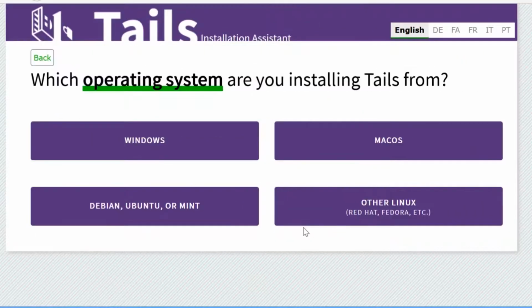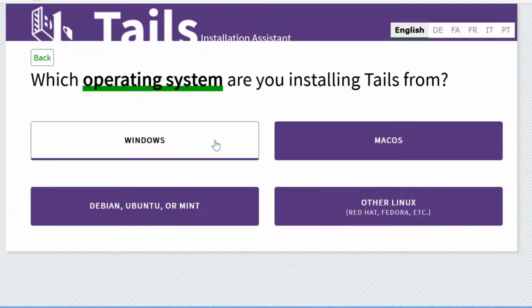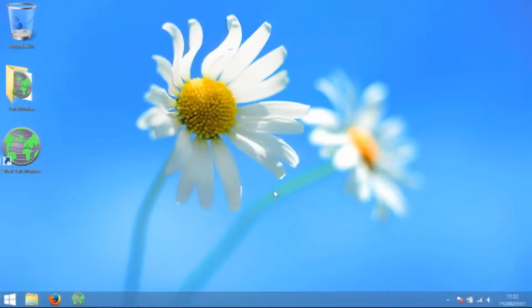In the forthcoming steps, we're going to show you how to download and install Tails using a Windows computer. This is the most common way to install Tails. If you don't have a Windows computer, check the Tails website for alternative methods. So let's get started. Open your browser.